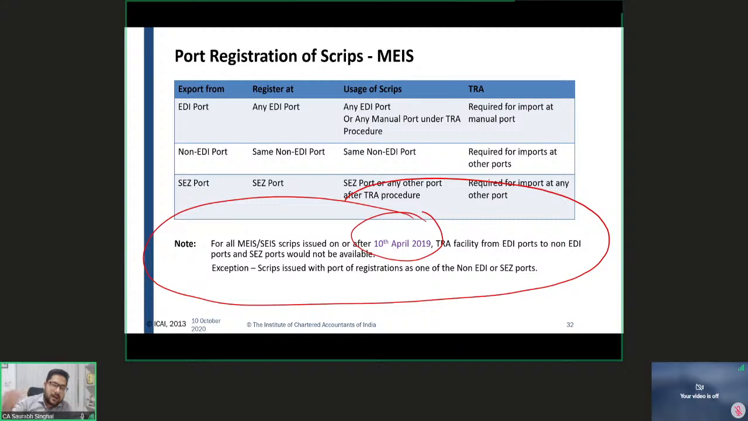Suppose you make an export from a non-EDI port and get a script with a non-EDI port registration, and you want to use the script in another non-EDI port, that transfer is still available.